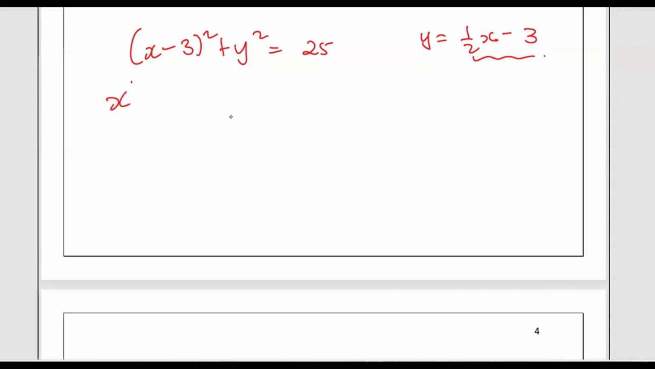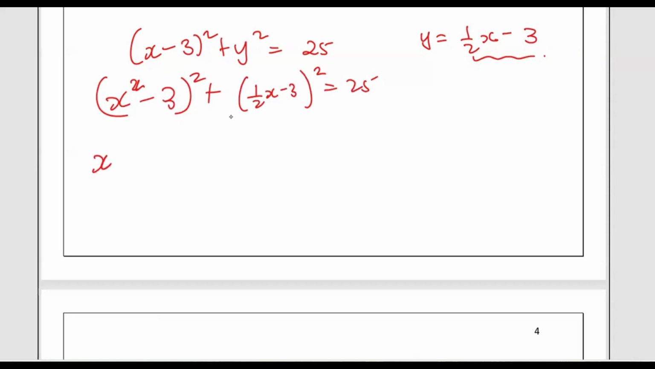Okay, so let's say (x minus 3) squared plus a half of (x minus 3) squared gives us 25. Okay, let's open it up. So that's x squared minus 6x plus 9 plus a quarter of x squared minus 3x, because I multiply this and then times 2, and then this is going to be a plus 9 minus 25, which becomes 0.